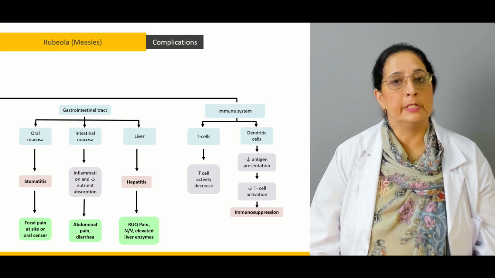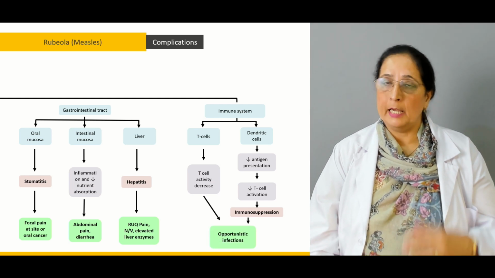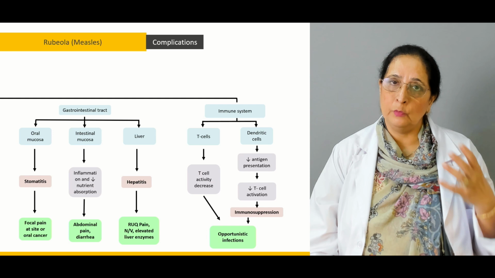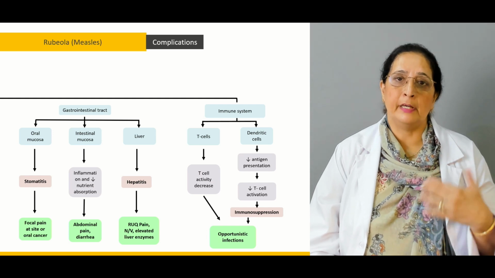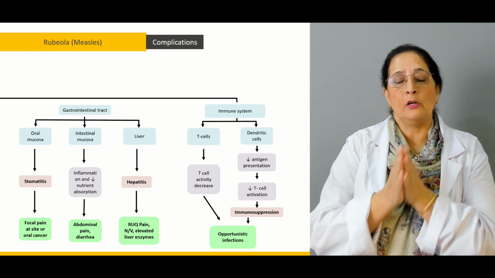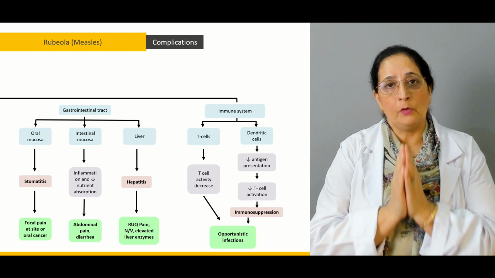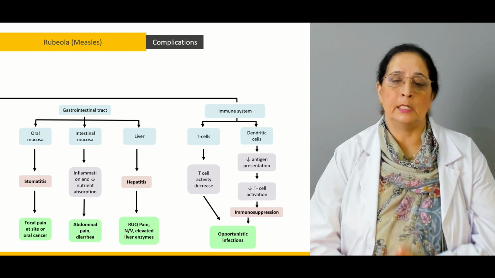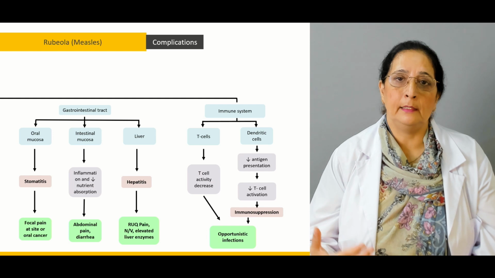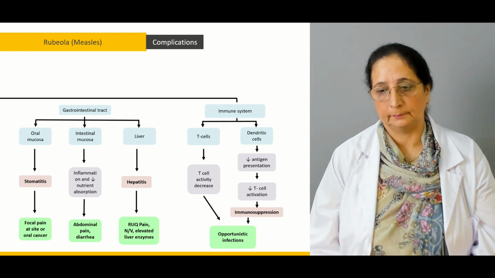And there is also a decrease in T cells. Once the immune system is suppressed, different opportunistic infections can occur. Infections which are not serious in a normal healthy individual with a normal immune system attack the person, and it becomes more aggressive.